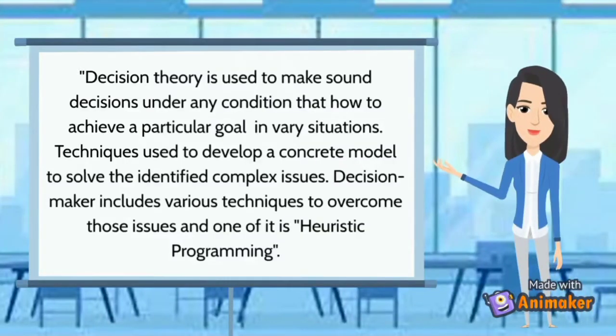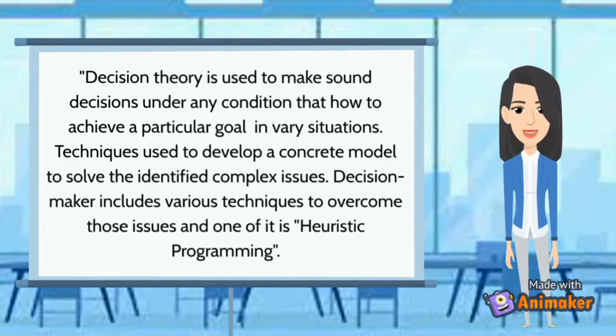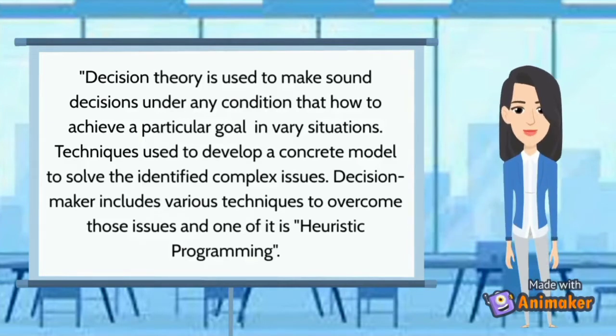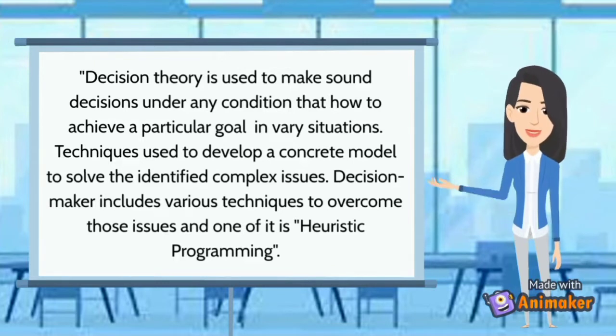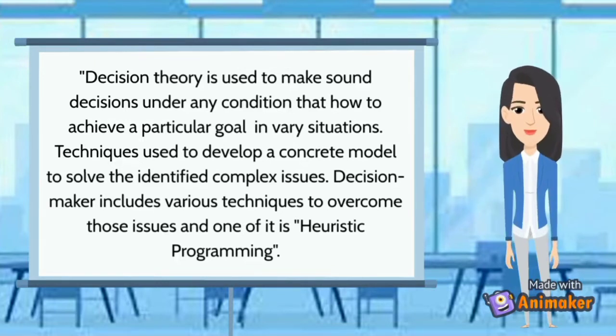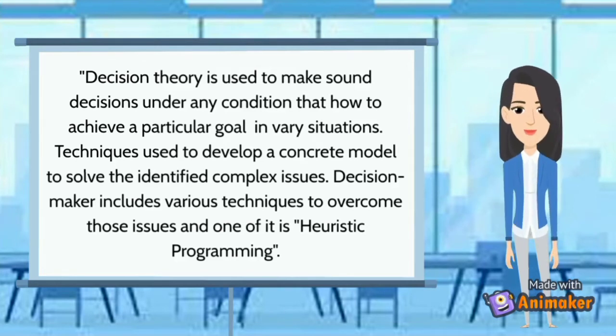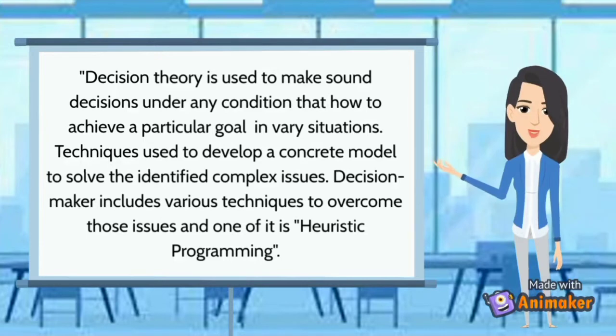Before we start, let me explain about decision theory. Decision theory is used to make sound decisions under any condition, on how to achieve a particular goal in various situations. Techniques are used to develop a concrete model to solve the identified complex issues. Decision makers include various techniques to overcome those issues, and one of them is heuristic programming.